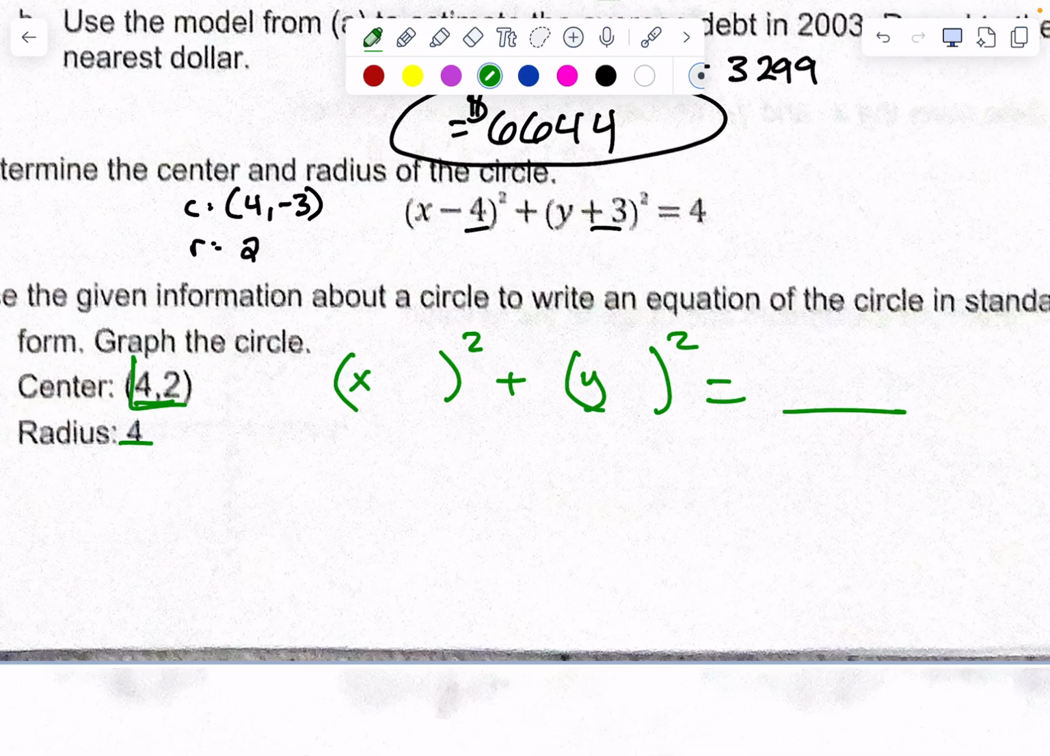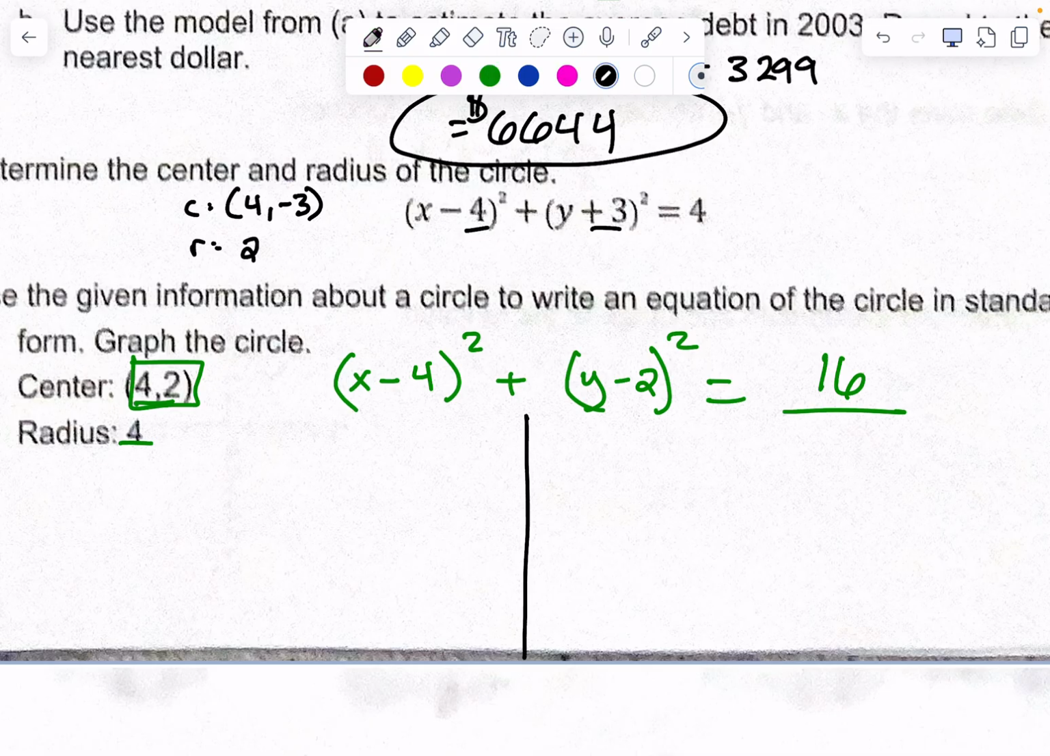What do we got? The center's at 4, 2. What does it look like? (x minus 4) squared plus (y minus 2) squared equals 16, because we squared over there. That's the c squared part. That's the equation, right? And then they say graph the thing.